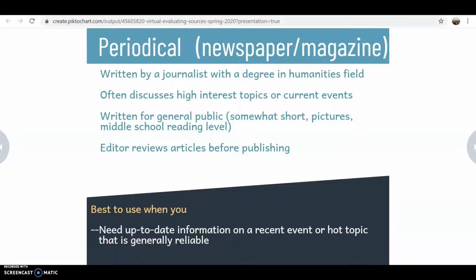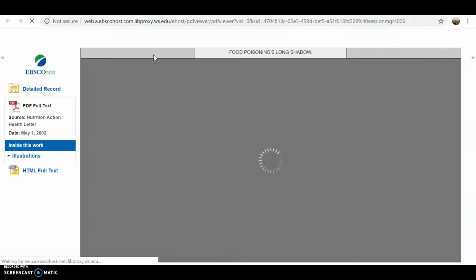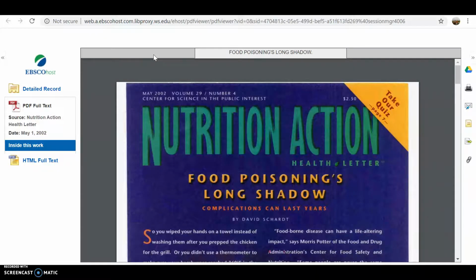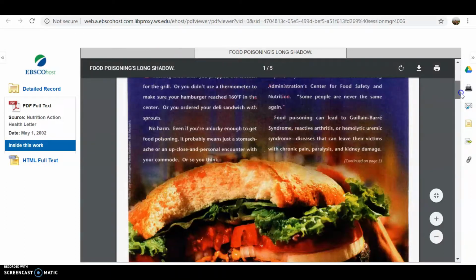Sometimes magazines and newspapers could be biased. So you want to think about that as an audience member. Who are they serving? What population are they writing for? That sort of thing. And again, this is for up-to-date information on a topic occurring in our society. And so this is a newspaper article taken from a database. Like I said, you can find those in the databases, and there's some color, lots of color.